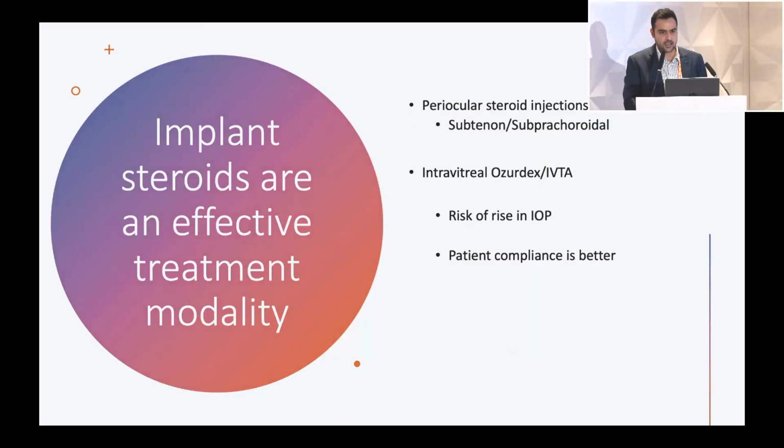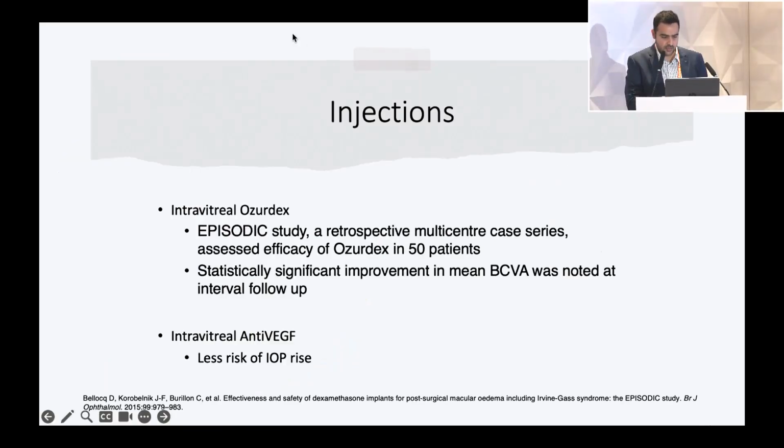Implant steroids are an effective treatment modality, and we can give periocular steroid injections, which can be either subtenon or suprachoroidal, or an intravitreal Ozurdex or an IVTA can also be given. Although there may be a risk of rise in intraocular pressure, patient compliance is better because the treatment is usually for 3 months. So the other injection that we can use is intravitreal Ozurdex. There was an episodic study which had shown a statistically significant improvement.